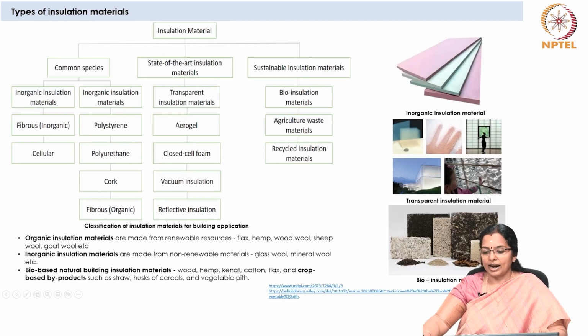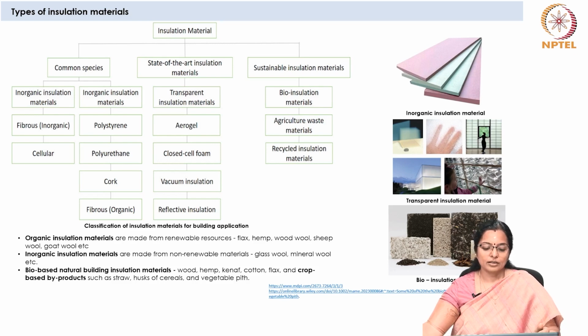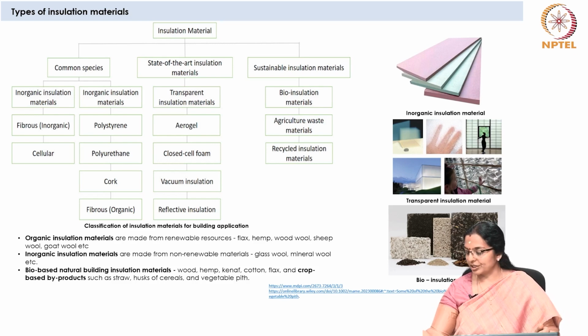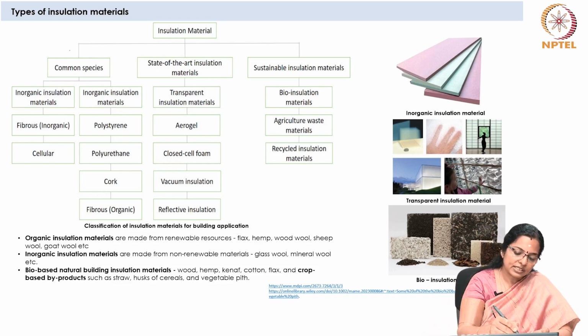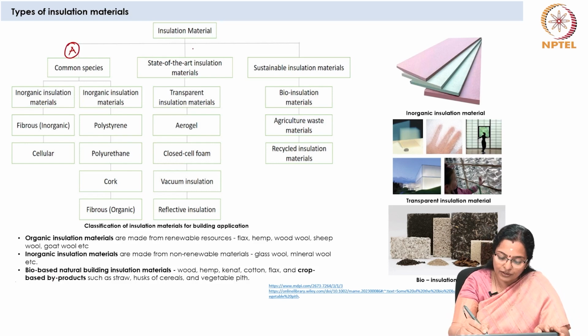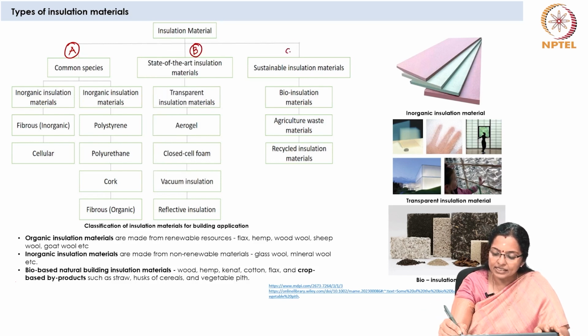Let us quickly and briefly look at the insulation material. So, what are the types of insulation material? There are three types. First is the common species. Second is state of the art insulation material. And third is sustainable insulation material.